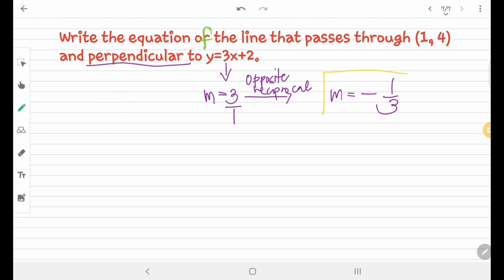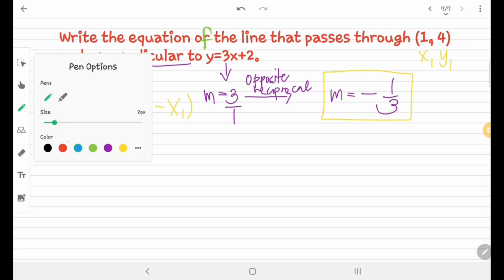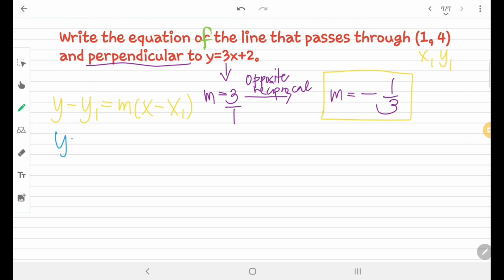I-box ko lang ng yellow. And then, yung binanggit niyang ordered pair, meaning x₁, y₁, and our formula again is y - y₁ = m(x - x₁). Let's substitute. So, y - 4 = -1/3 (x - 1). Pakita ko lang sandali. y - 4 kasi 4, tapos -1/3 dahil yun yung kailangan dahil opposite reciprocal, dahil perpendicular. And then, itong 1.